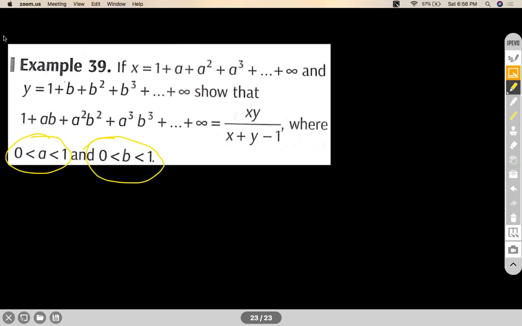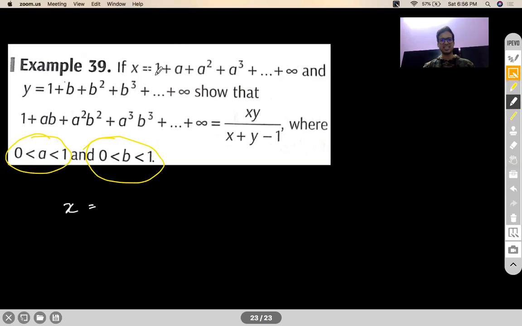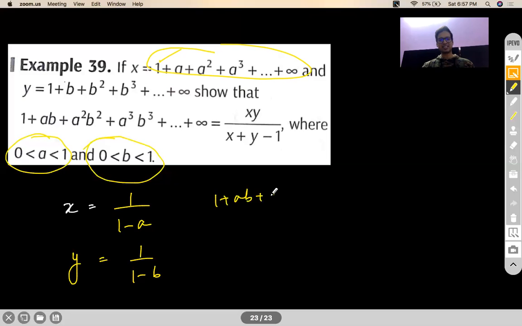Done? Anybody? Okay. Now from this particular series, it is very evident that this is an infinite geometric progression whose first term is 1, common ratio is a. Correct? Yes or no? So x is 1 by 1 minus a. Similarly, y is 1 by 1 minus b. Correct? And this term, let's write it as the same series dot dot dot till infinity. This term is 1 by 1 minus ab.